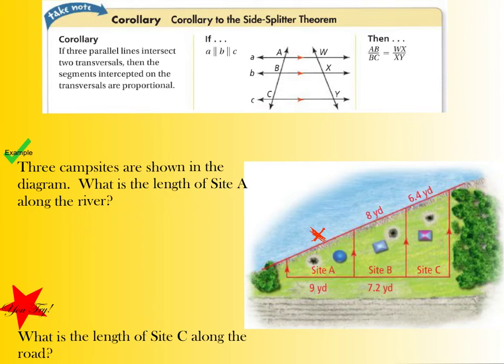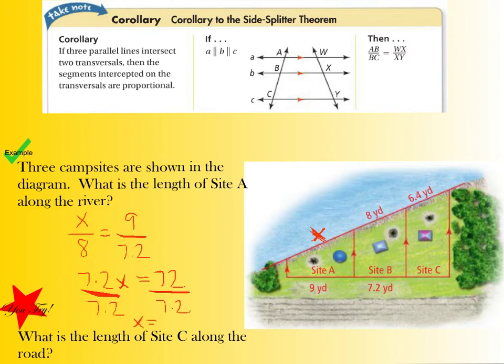I can say x over 8 equals 9 over 7.2. And I'm just going to cross multiply that, which gives me 7.2x equals 72. I divide by 7.2, and I get x equals 10. So that is my answer to that question. There's also a you-try problem down here. See it down here in the corner? So please make sure that you do that problem.